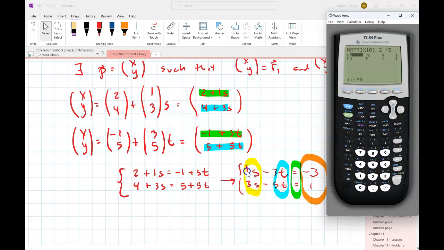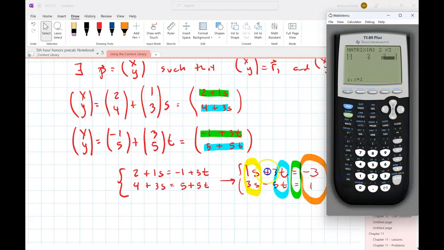I just type in the coefficients from my system. So the first number I'll type in is 1. That's the coefficient on S. And then -3, that's the coefficient on T. And then -3, that's my constant. And then I'll type in the next row, I'll do 3, -5, and then 1.